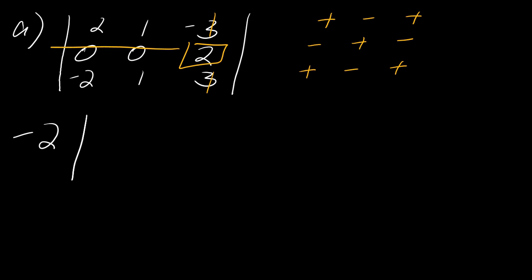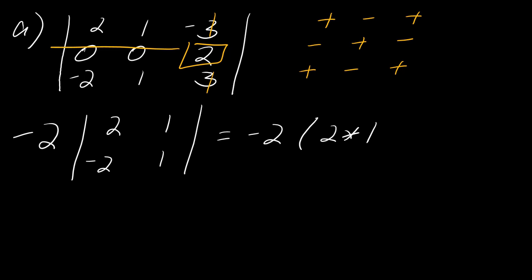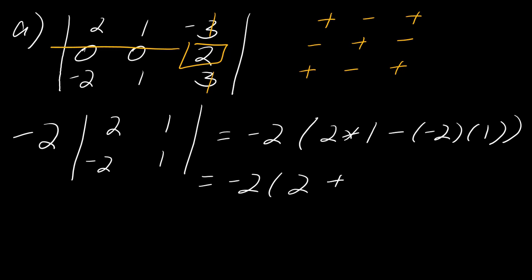So these other entries that are left over, this is 2, 1, -2, and 1. Let's see. If I go ahead now and calculate this determinant, this ends up becoming 2 times 1 minus -2 times 1. So that's going to be -2 times 2 plus 2. So that's going to be -2 times 4. So that's going to equal -8. And so that will be my determinant, and I don't have to do any of the other work.